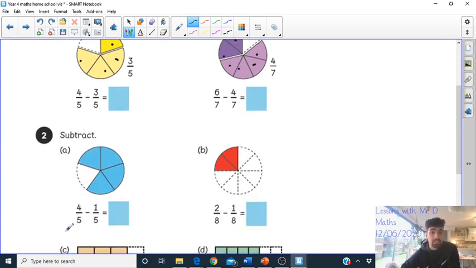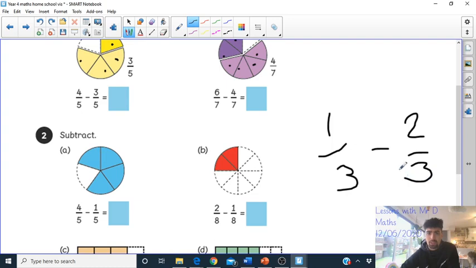Again, it's as simple as if the denominators are the same, just take away the numerators. Be sure to make sure you don't have anything like, let's say, 1/3 take away 2/3. Yeah, I couldn't do that, could I?